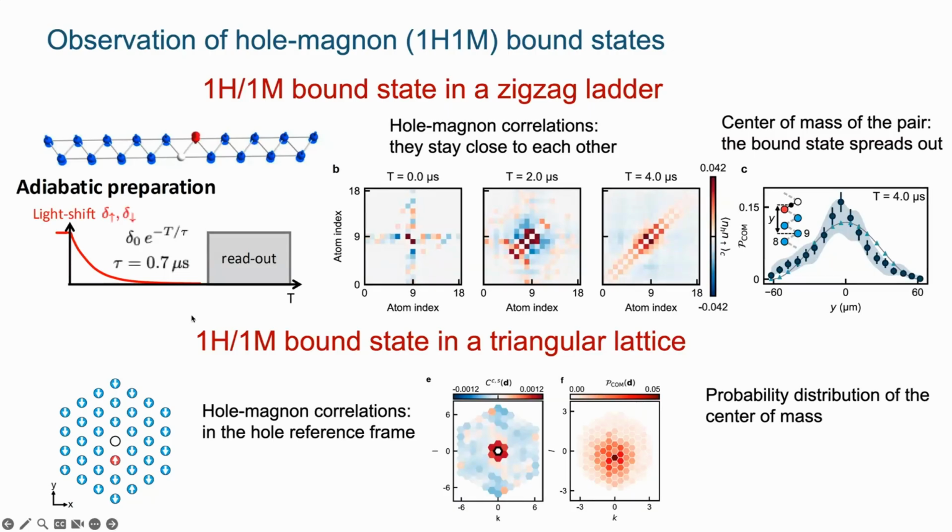Okay, so here you can see binding in 2D. Again, the center of mass expands, but if after some expansion we look at where the magnon is relative to the hole, they're staying together.